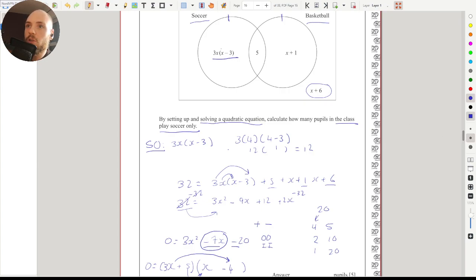Now you could check your answers by putting 4 in here: 4 plus 1, that's 5. So we know we've got 12 here. x plus 6, 4 plus 6, so that'll be 10. So 10 plus 5 is 15. Plus 5 is 20. And then 20 plus 12, that's 32. So yeah, 4 would be the right answer.